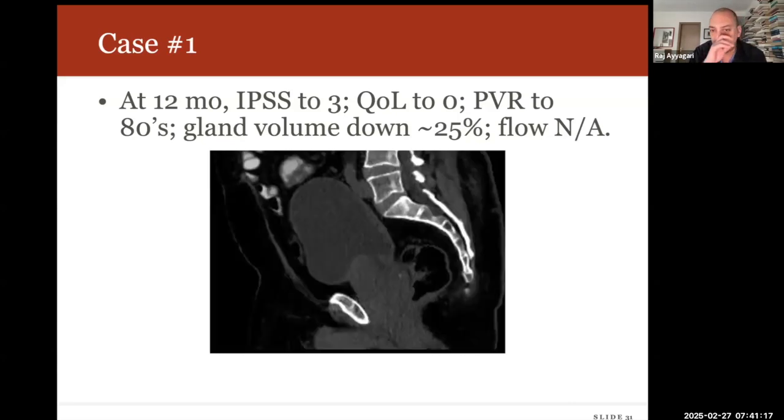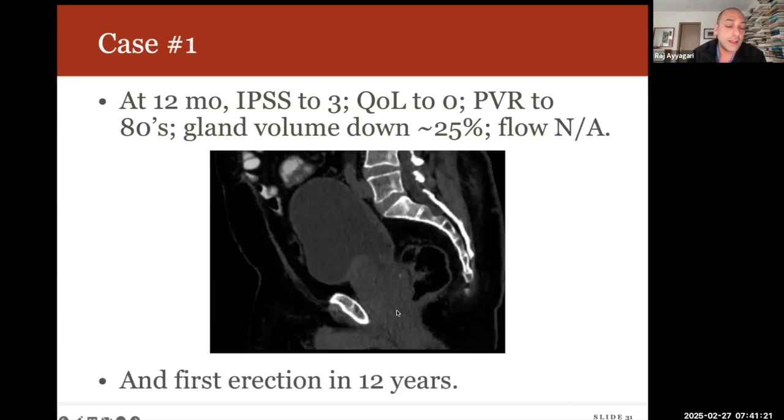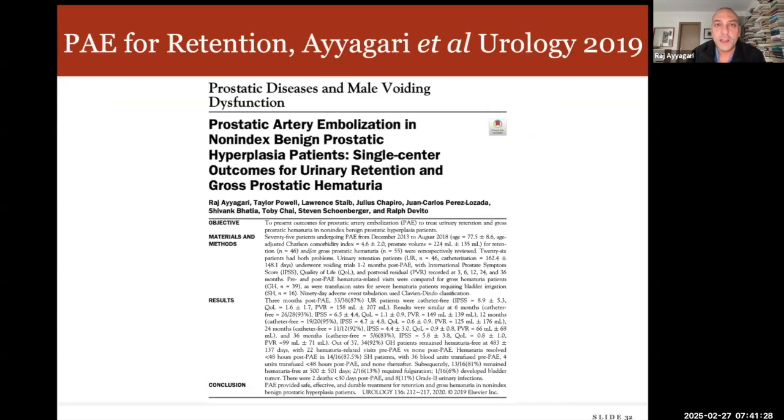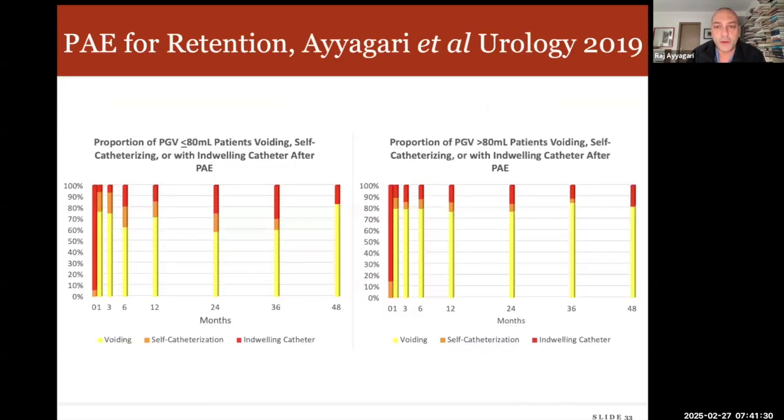And you can see that's a sagittal view. You can even see a little channel that opened up in his prostate there. And then he got his first erection in 12 years. Lots of times patients will actually have an improvement, not lots of times, some will get improvement in their sexual function. And so this is just a paper we published.